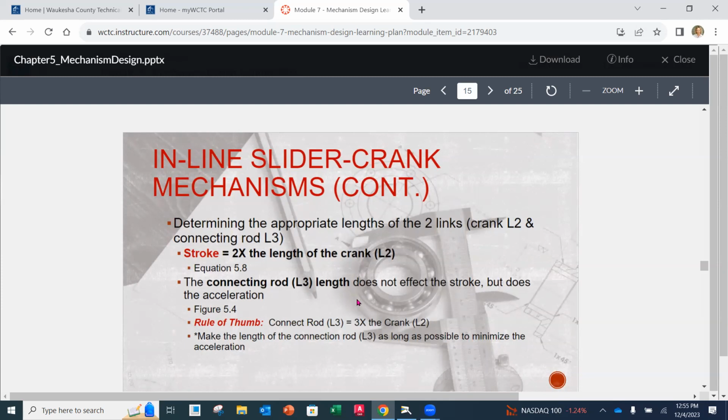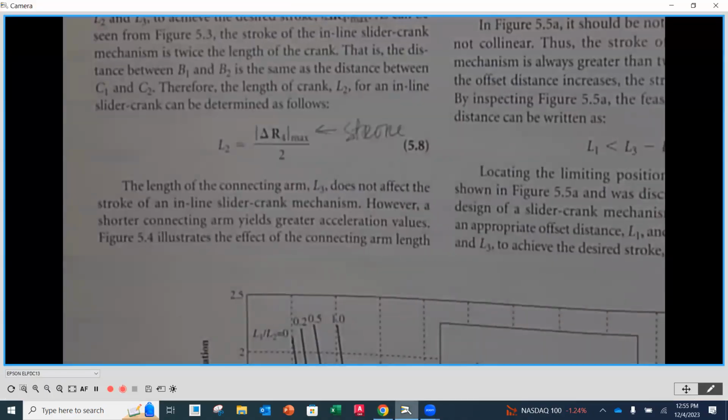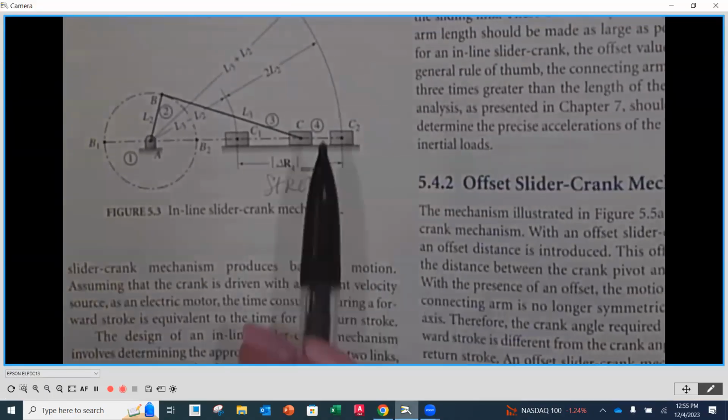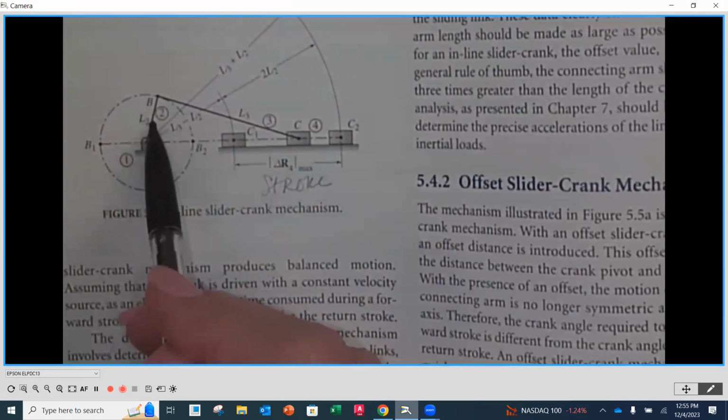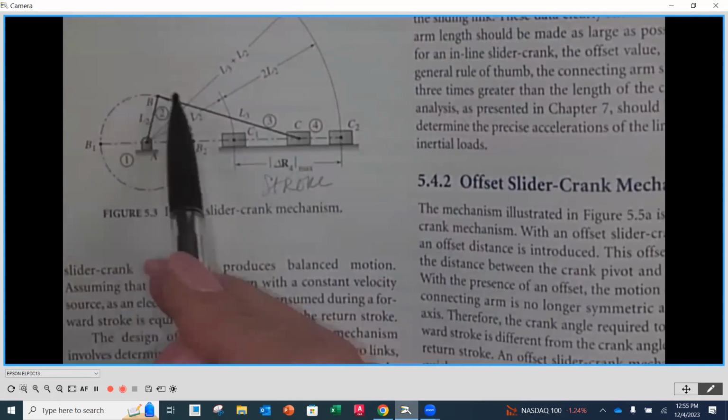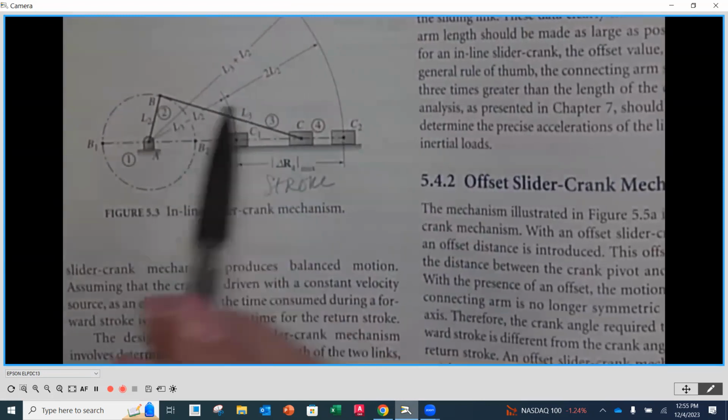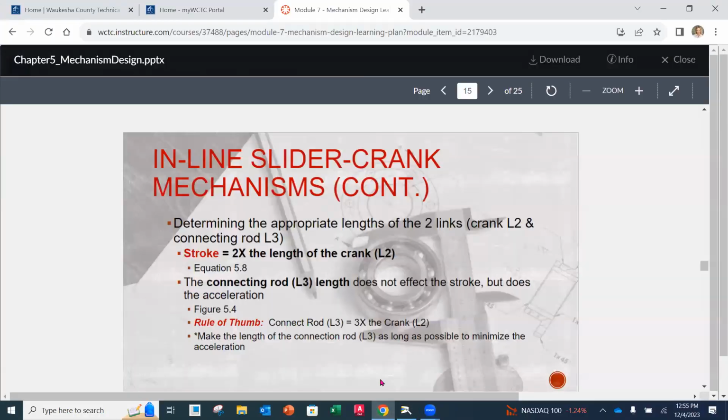Now, as we look at the connecting rod, the next link, number 3. Our slider is going to be link number 4. Our connecting rod is going to connect the crank to the slider, so this is link number 3. The length of link number 3 follows the next rule of thumb: the connecting rod is going to be 3 times or more whatever the crank was. It doesn't affect the stroke at all.